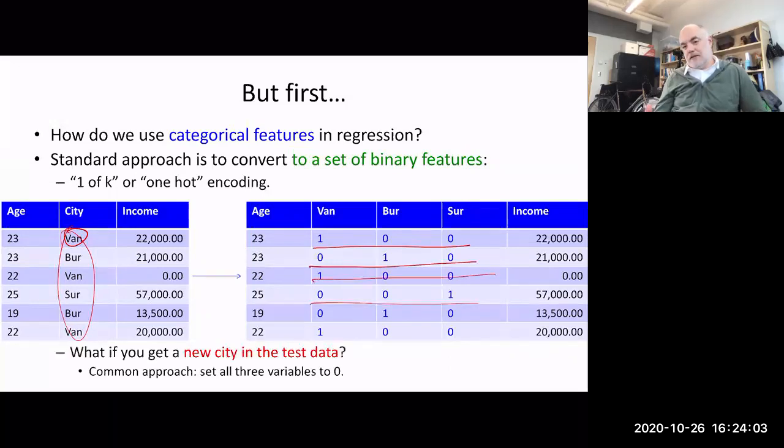What if you get, in this particular situation, a new city in the test data which you haven't seen? Well, a common thing to do is just to say, well, we just set all of those to 0, and the new city just uses information that is common across all of the cities, right? So that's fine. It's out of sample, not any of them. So we just use the other features.